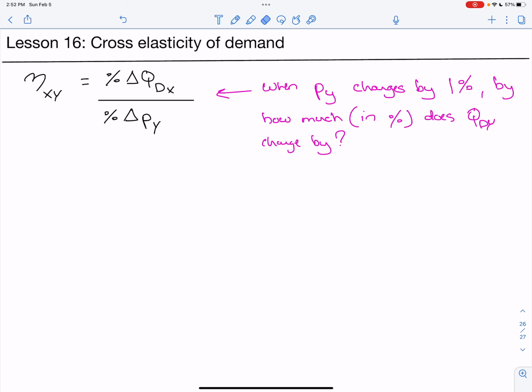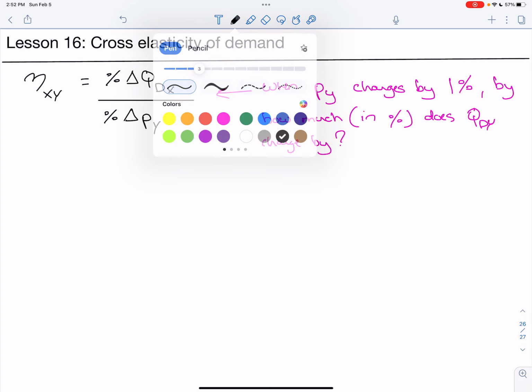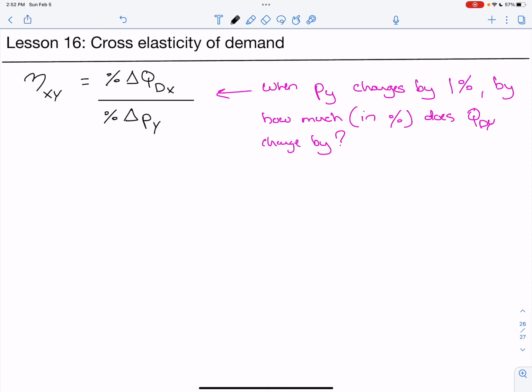By now this should have started to feel pretty familiar, right? If you haven't watched my earlier videos on the price elasticity of demand, price elasticity of supply, and income elasticity of demand, I would highly encourage you to watch those first to get a full explanation of what elasticity is, and why this particular ratio captures the sensitivity of the change in QDX to a change in PY. That's all explained in previous videos. In this video, I'm just going to take it for granted that you have a general understanding of elasticity, and I'll just be defining this new kind of elasticity, which is the cross elasticity.